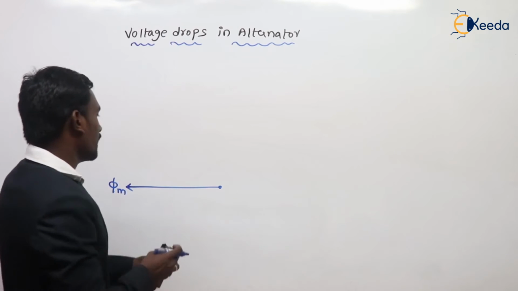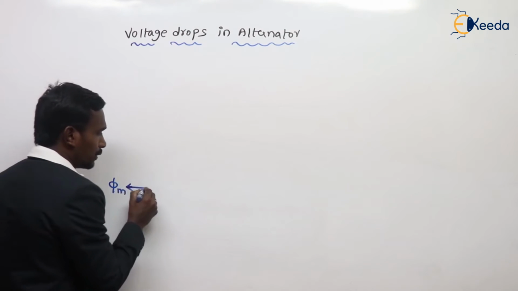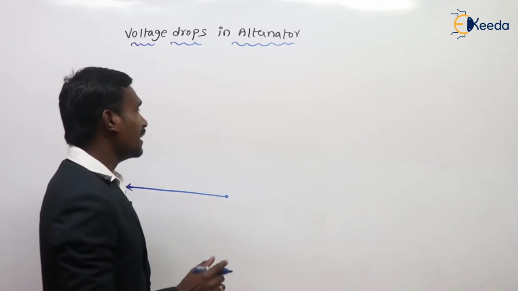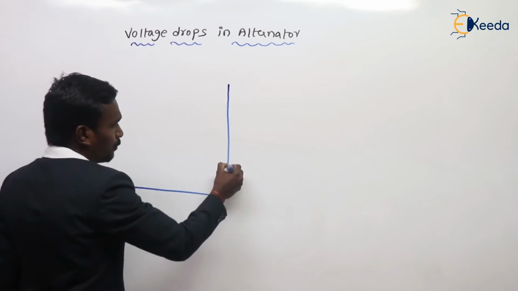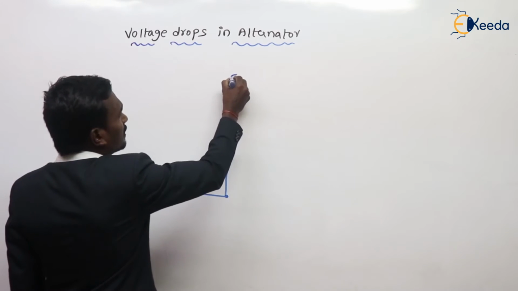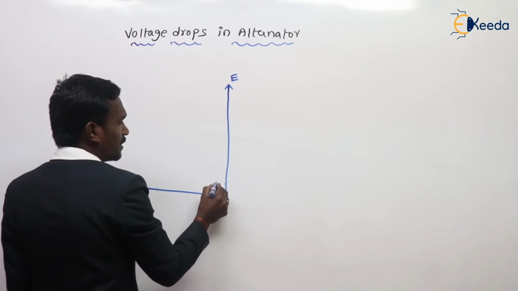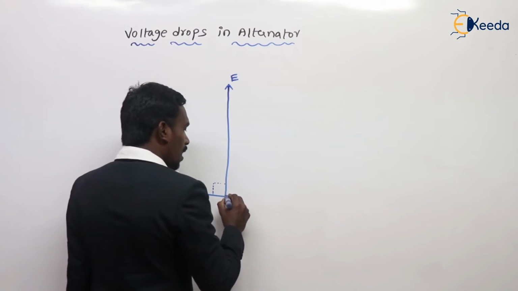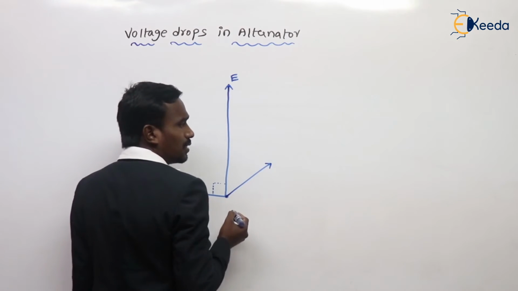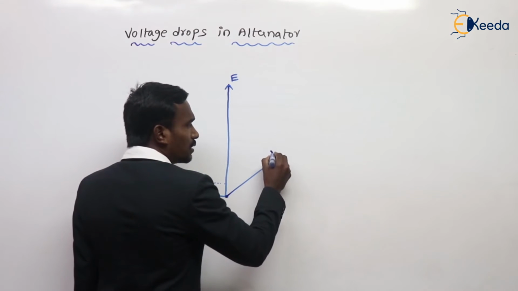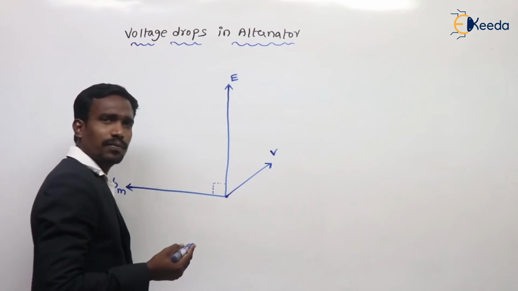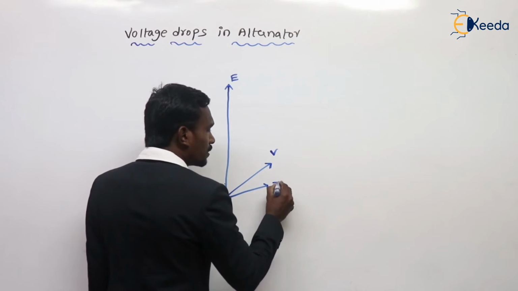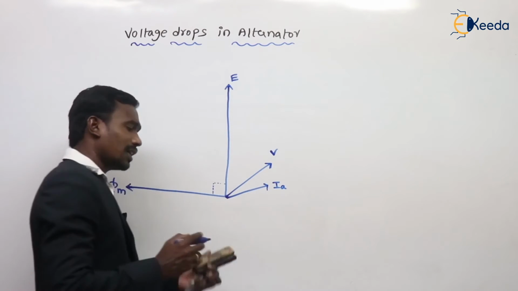Whenever a rotating conductor is placed in a magnetic field, then it produces EMF. What is the angle between EMF and the flux? That is 90 degrees. The EMF and flux are displaced by 90 degrees. And for example, this is the voltage V. And for example, I am taking lagging load. This is the armature current which is lagging the voltage.